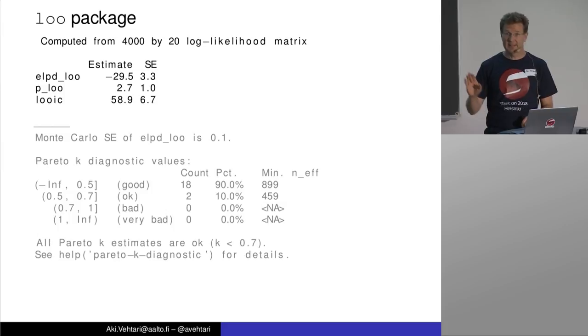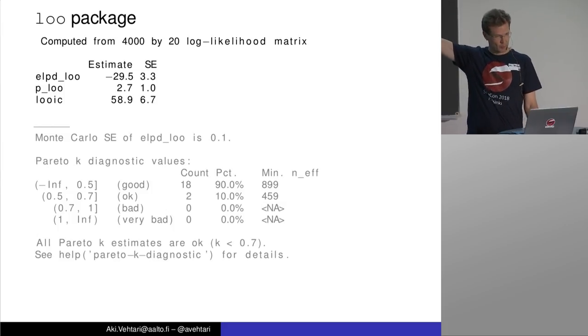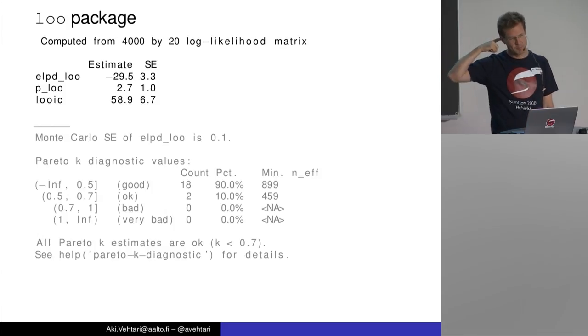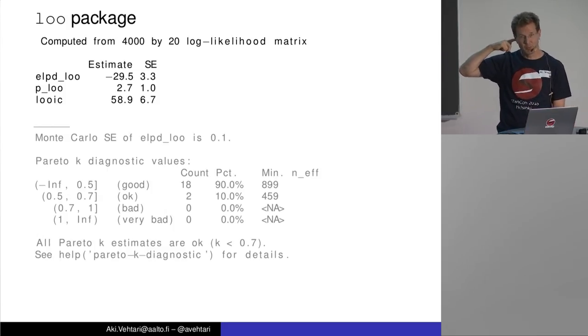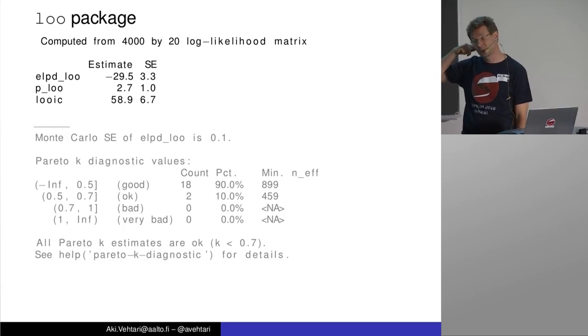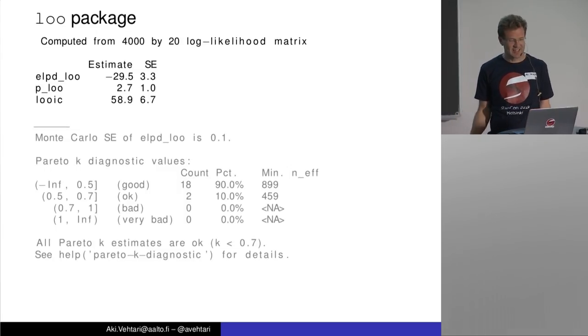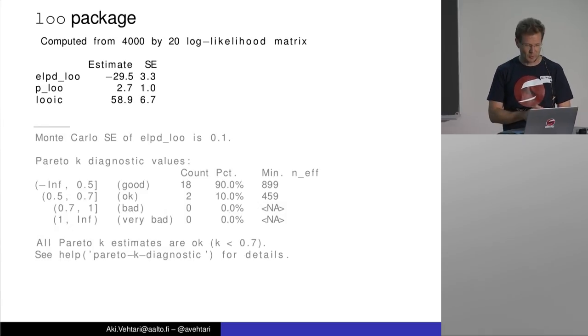So, the loo package. I told you what the ELPD LOO and related standard error and p_loo are. There's also this LOO information criterion. I've proposed that we remove that. It's just -2 times ELPD LOO, and there's really no need. I don't think it helps understanding. It's still there, but maybe it will go away.